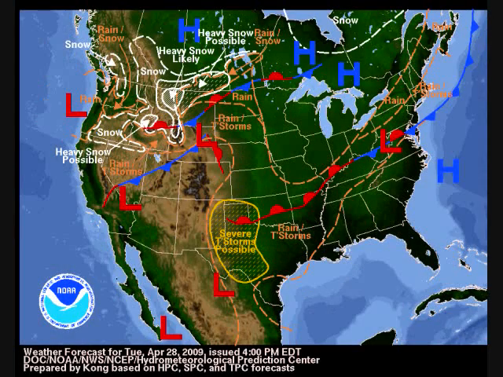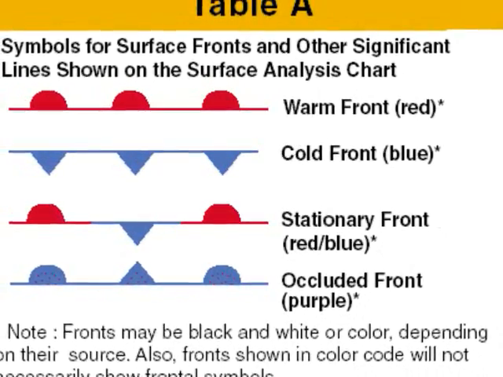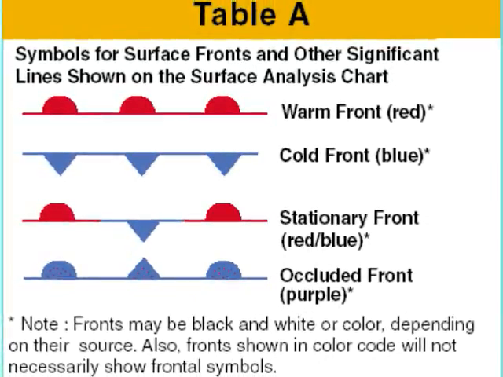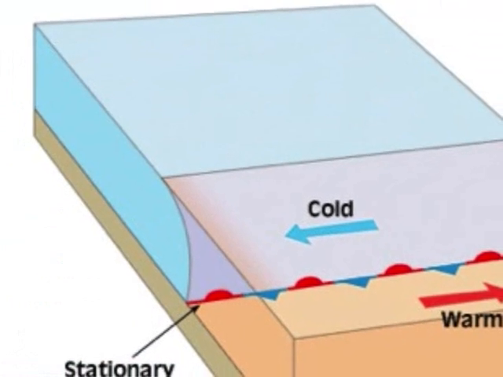In surface weather analysis, fronts are depicted with various colored lines and symbols, depending on the type of front. There are 4 types of fronts. They are stationary fronts, cold fronts, warm fronts, and occluded fronts.